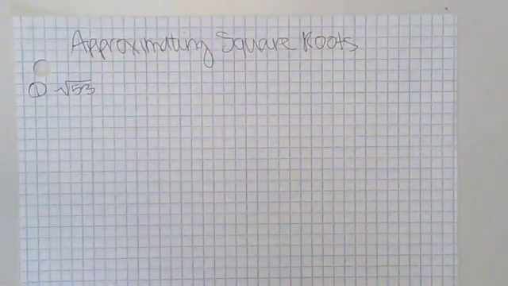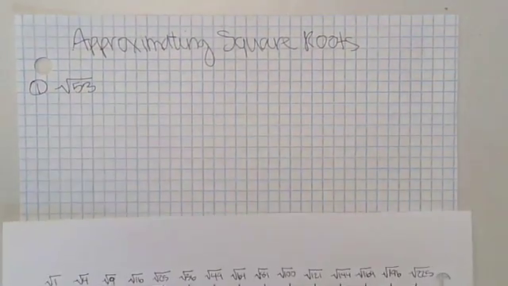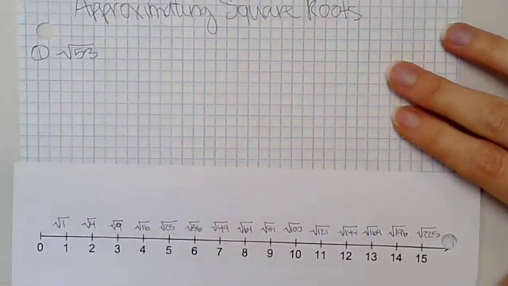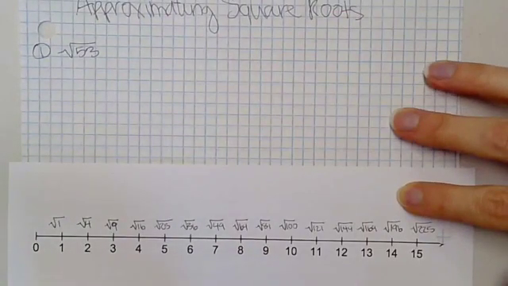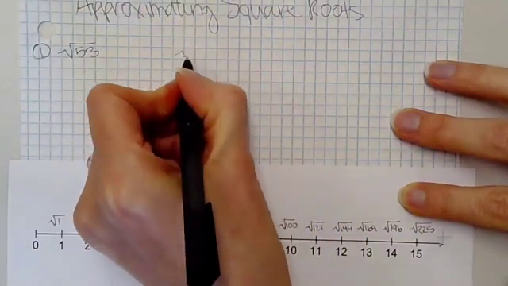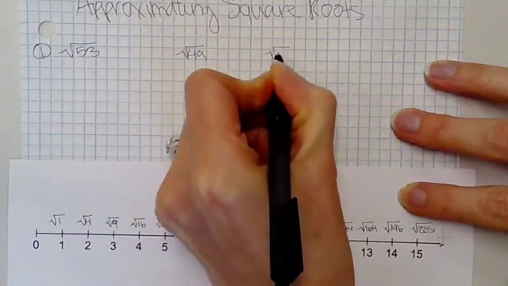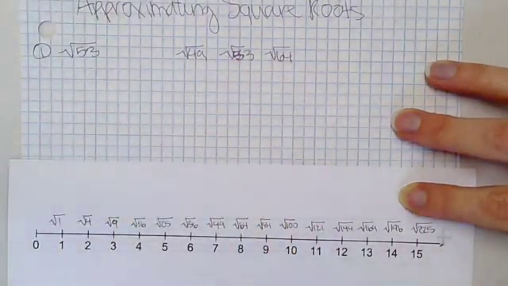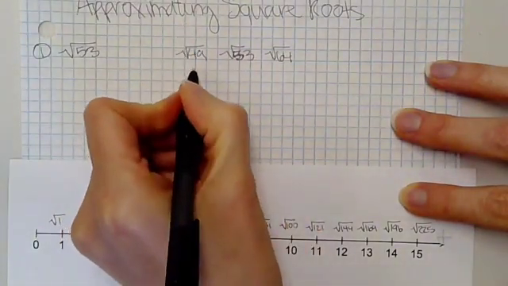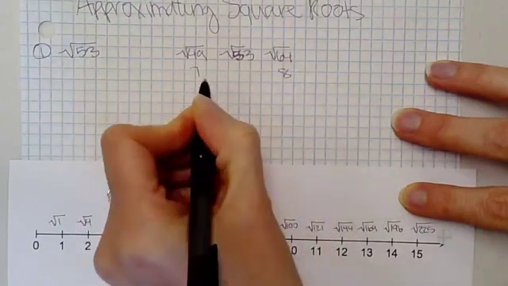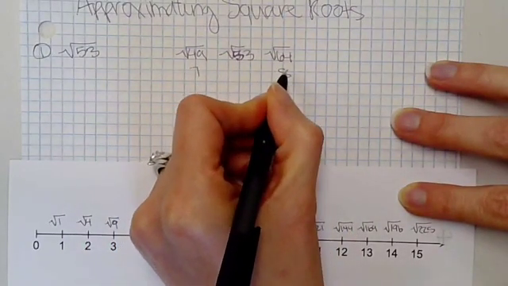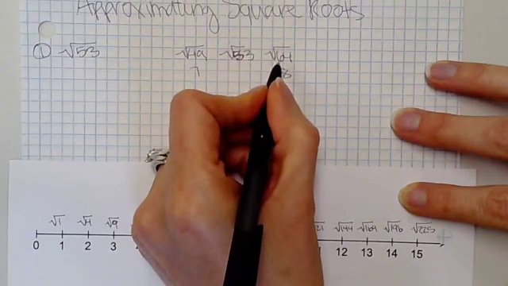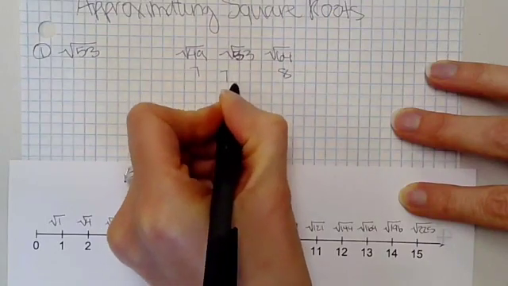All right, let's think about what we know about the square root of 53. If we think about what we did before, and we look at this number line that we used in our notes the other day, I know the square root of 53 is between the square root of 49 and the square root of 64. So it's somewhere in between there. So the square root of 49 is 7, and the square root of 64 is 8. So I know it's somewhere between 7 and 8. I know it's not 8 because it's lower than the square root of 64. So I know it's going to be 7 and then some change.